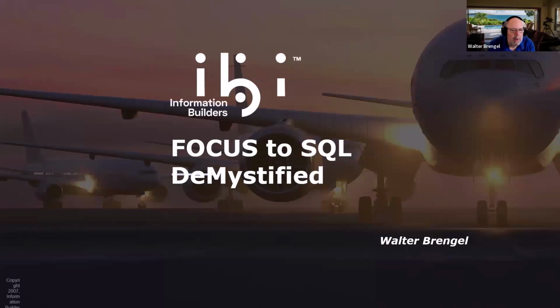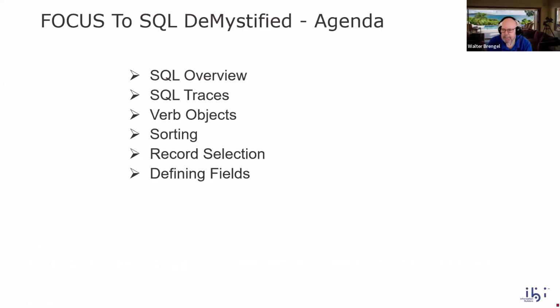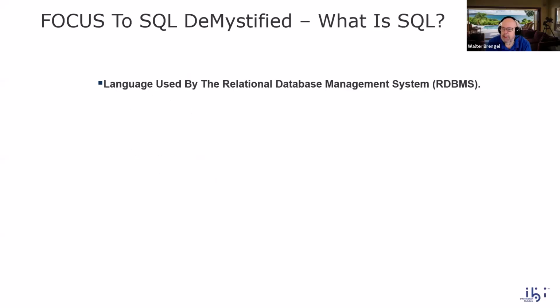All right, so if you're running a table request against a relational data source, I'm going to show you in the traces how you can turn the traces on, and then how you can look at the translated SQL from the Focus code so that you can hopefully get what you think you're getting. So let's just jump in.